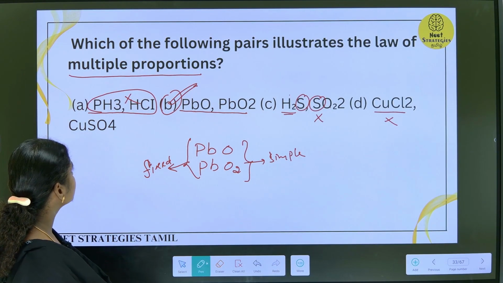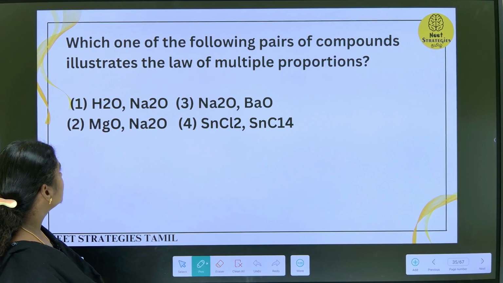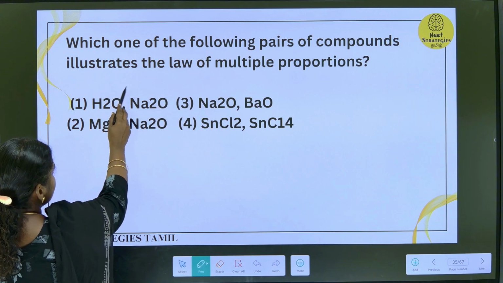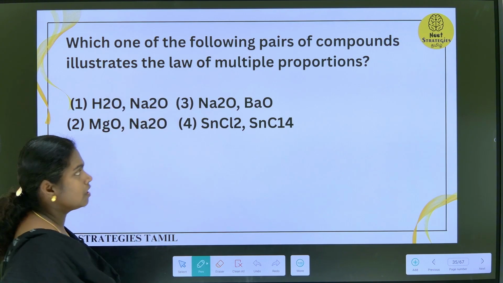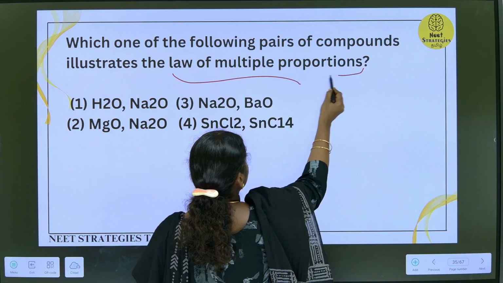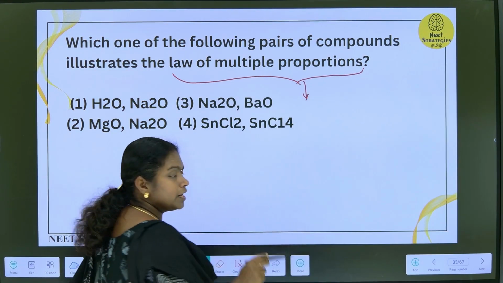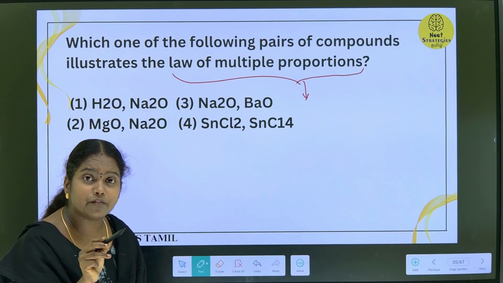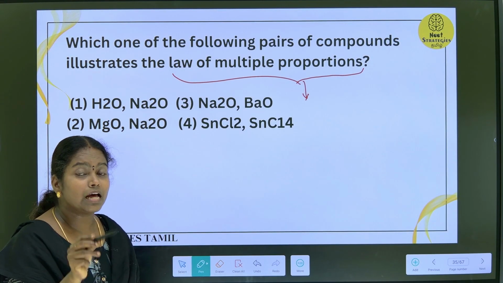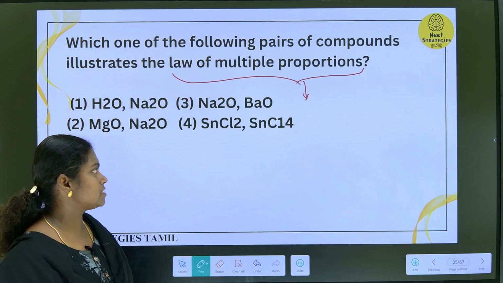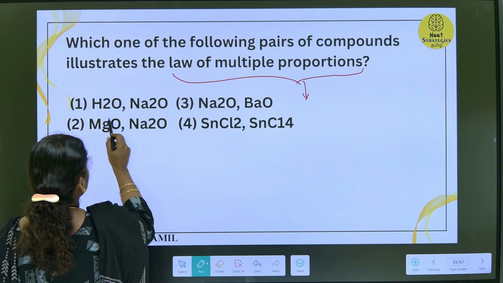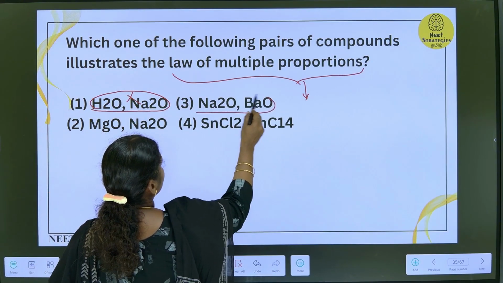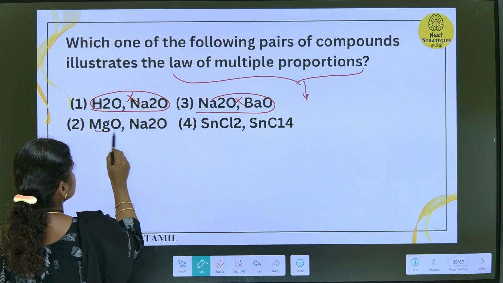Next one, which one of the following pairs of compounds illustrate the law of multiple proportion? So what does the law of multiple proportion explain? When two or more elements combine to form two or more compounds, in one element it is fixed, and the other will be in the simplest whole number ratio. Here Na to Ba2 is also not possible. Okay, this is also different.